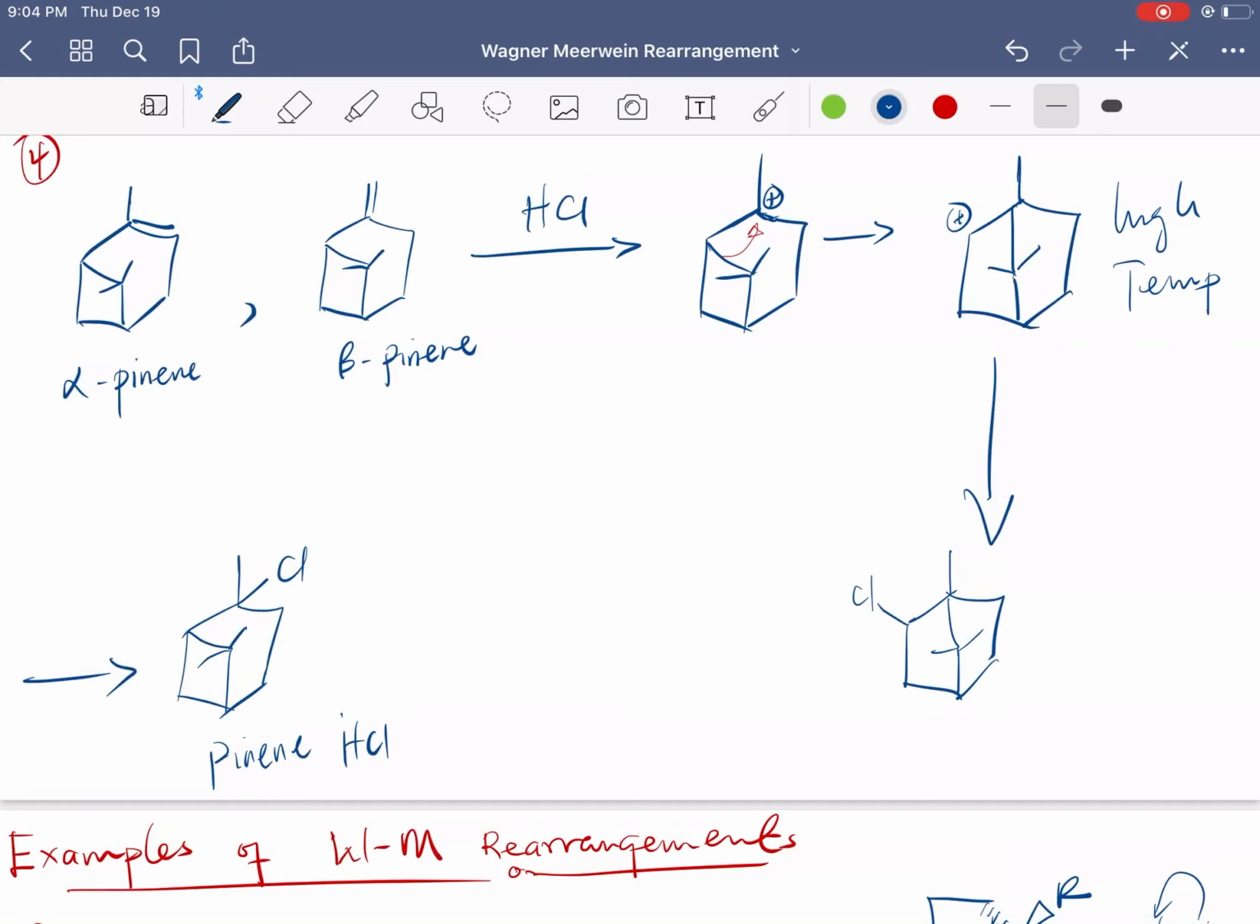The reason why this is stable is, if you look at both conformations for this structure here, it will look something like this. We see that this conformation here is stable. So we form this at high temperatures and this at low temperatures.